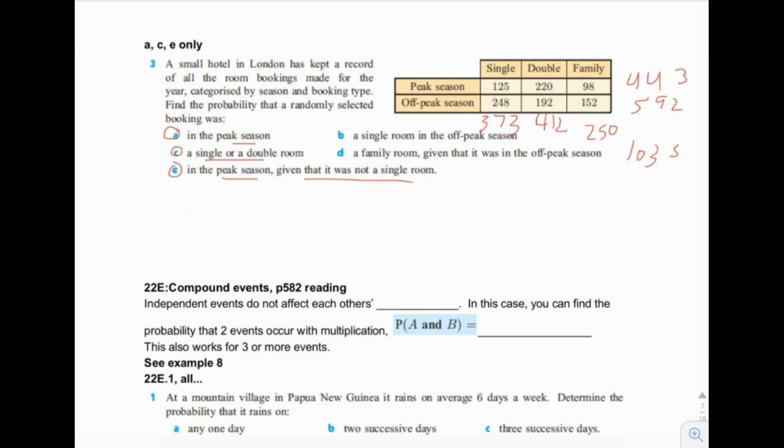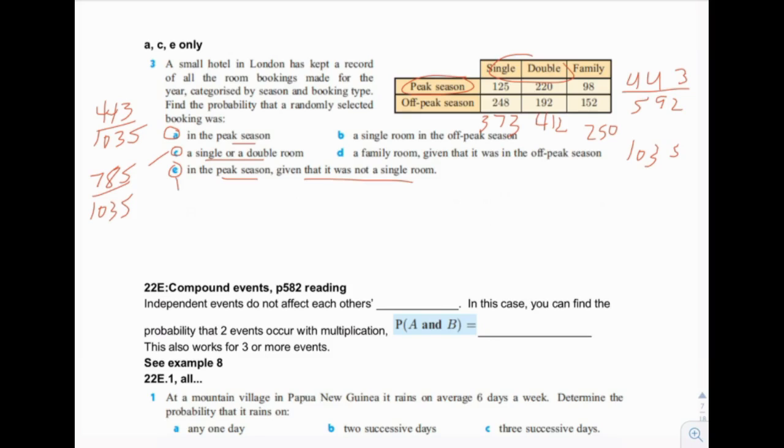So, what is the probability that a randomly selected booking was in the peak season? Peak season is here. So it would be 443 divided by 1,035, which is the grand total. Okay? C, probability that it's in a single or a double room. So that would be 373 plus 412, which would be 785. And we're going to divide it by the grand total, 1,035.